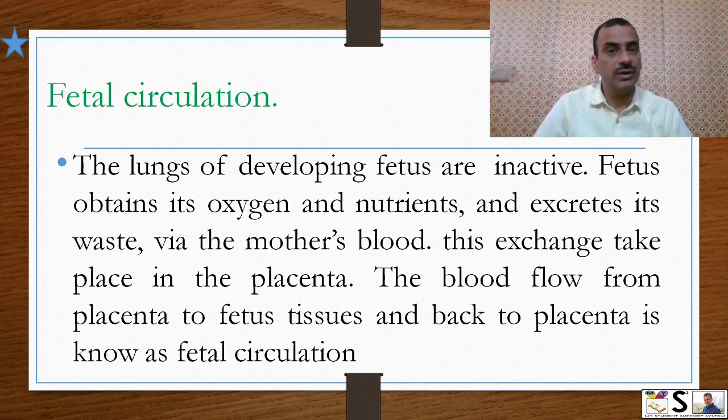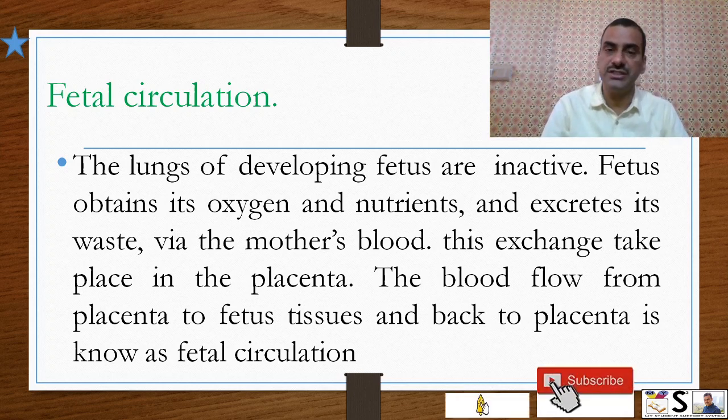The lungs of the developing fetus are inactive. The fetus obtains its oxygen and nutrients and excretes waste via the mother's blood. This exchange takes place in the placenta. The blood flow from the placenta to the fetal tissue and back to the placenta is known as fetal circulation.